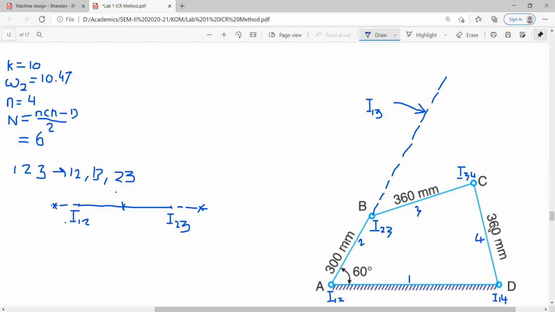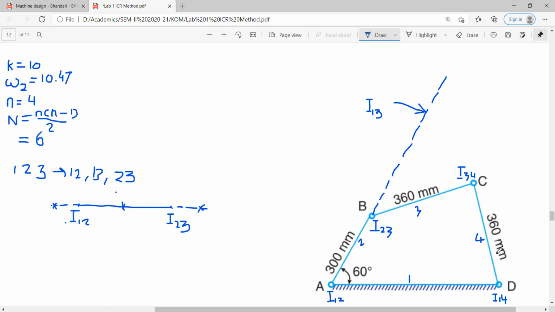This line, link CD, which ICRs are on it? 3-4 and 1-4, correct. So which ICR can be on this line? 1-4 is done, 3-4 is done. Which combination is left? The combination of 3 and 1 is left. Do you see 1-3? So ICR 1-3 will also lie on this straight line, the line joining point C and point D.